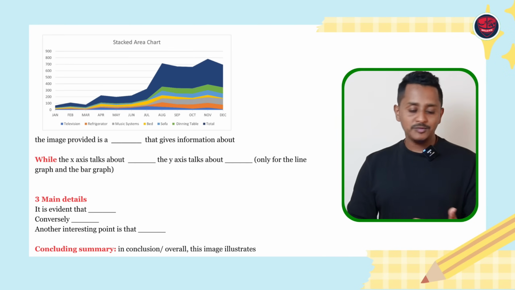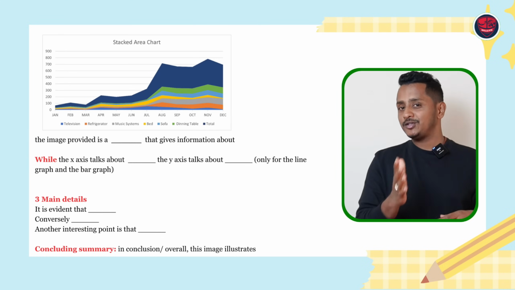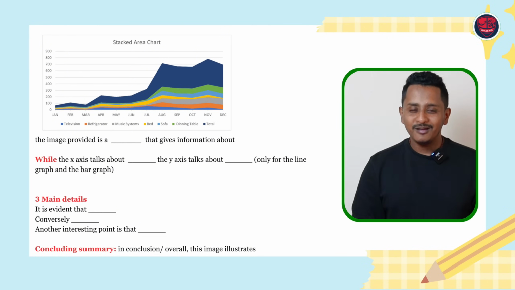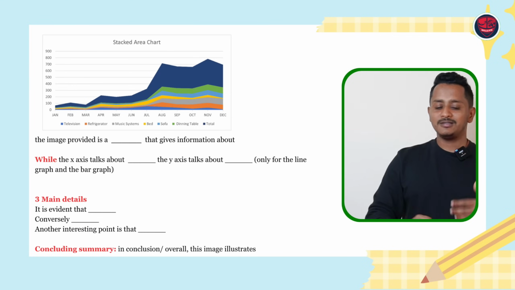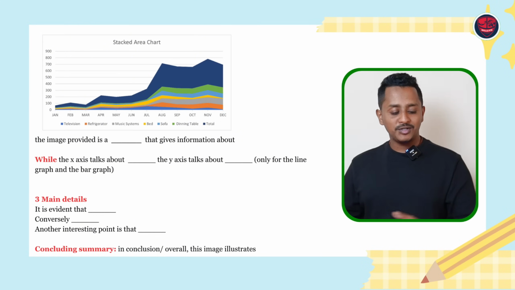Another interesting point is with respect to dining table, the value remains negligible till July, but after July it gets a spike and almost reaches 300 at the end of December. Now if you still have time, you add in conclusion. This image illustrates stacked area chart across television, refrigerator, etc.